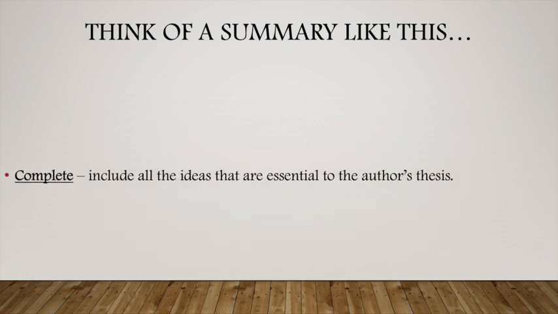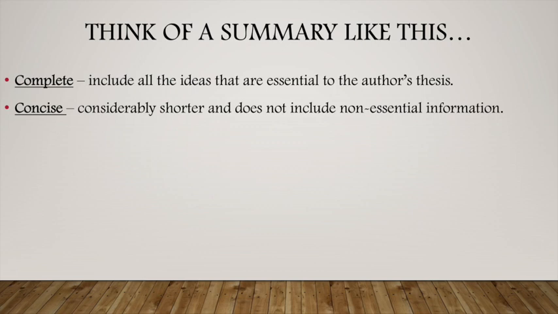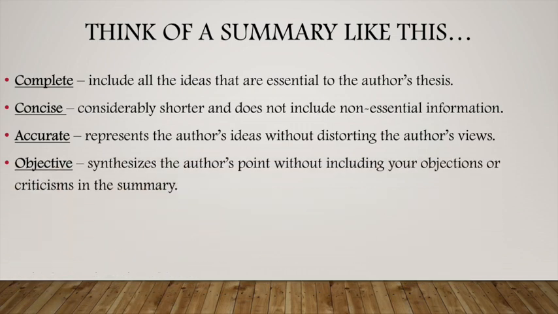So let's think of a summary like this. It's complete, meaning that it's going to include all the ideas that are essential to the author's thesis or central point. It's concise, which means that it's considerably shorter and does not include non-essential information. It's accurate because it represents the author's ideas without distorting the author's views. It's objective because it's going to synthesize the author's points without including your objections or criticisms in the summary.